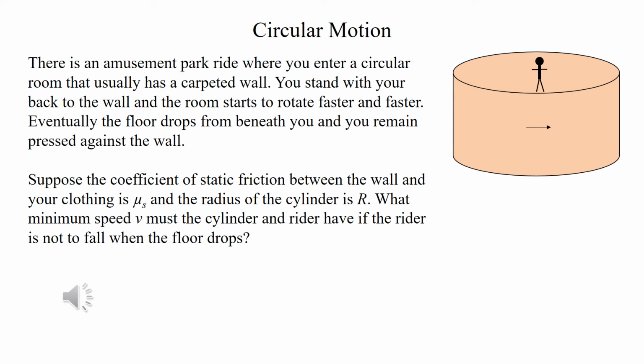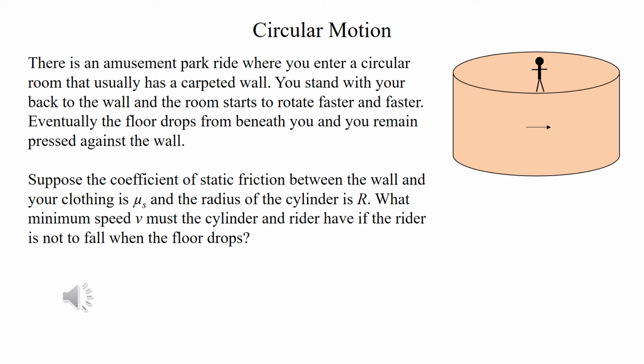Okay, so what happens in the ride then, as you go faster and faster, they drop the floor down from underneath you, and you stay stuck to the wall. So you're stuck against the wall, and the floor is well below your feet, and you don't fall. All right, so why don't you fall? Well, because there's friction between you, your clothing, and the wall.